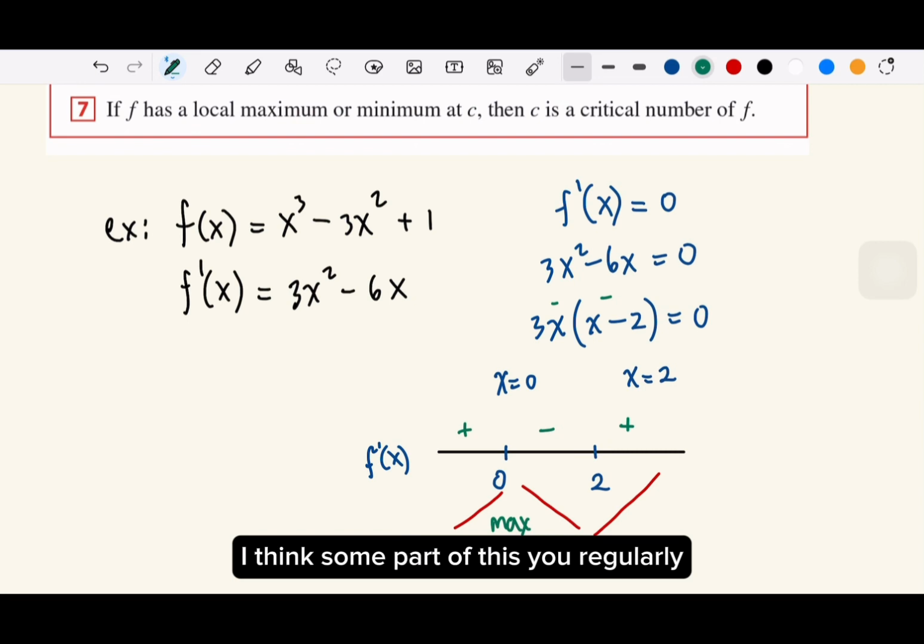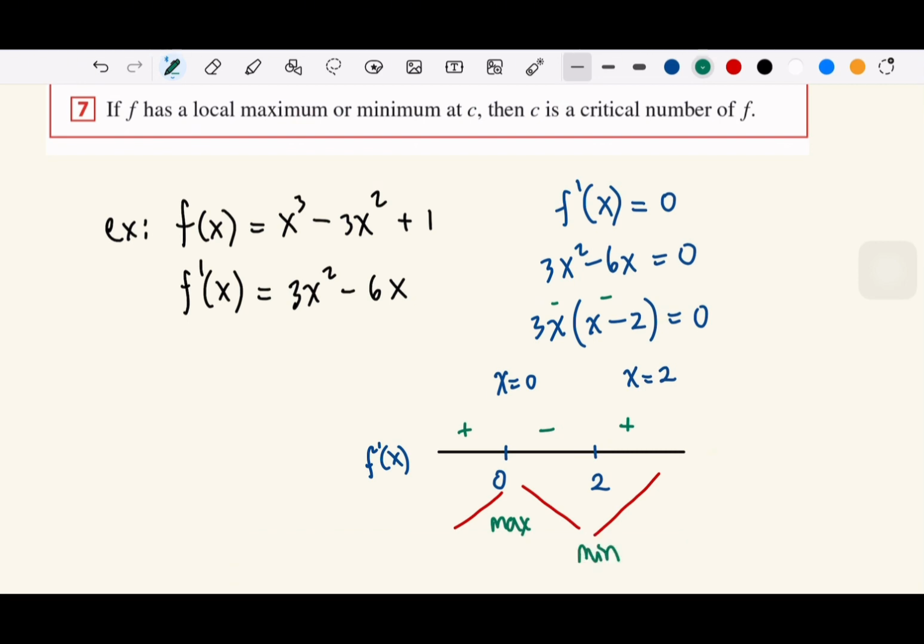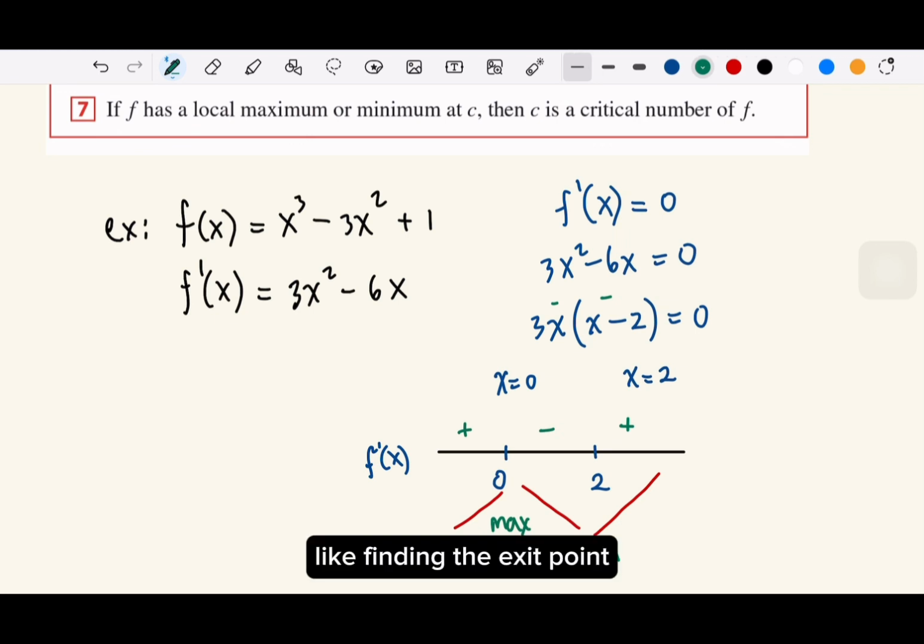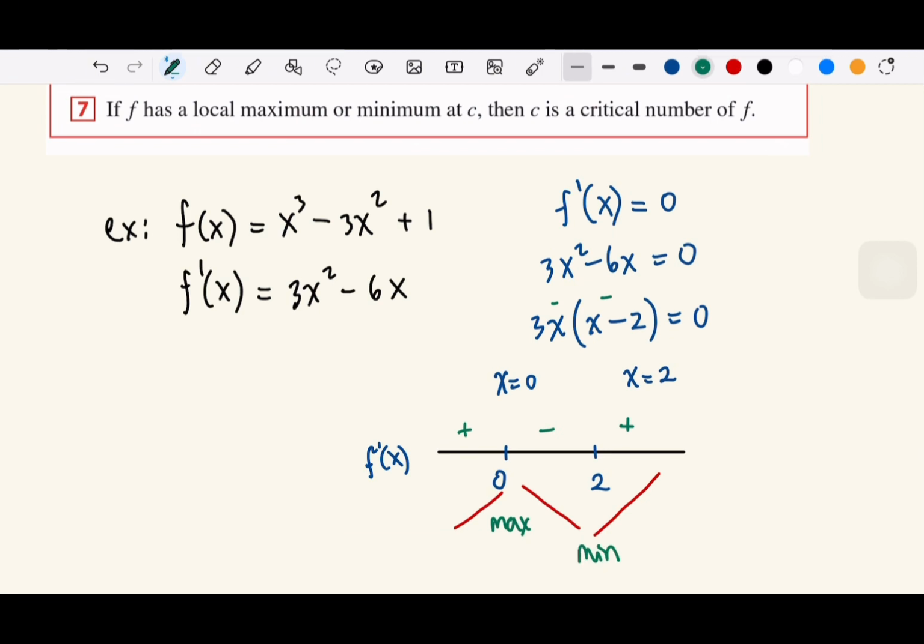I think some part of this you already learned. Some of you already learned, perhaps, or no? Like finding the extreme point, maximum, minimum, right? Is it turning on? Is that okay?